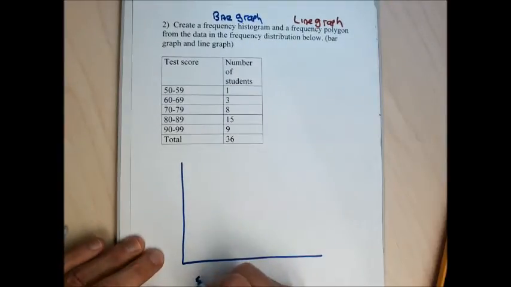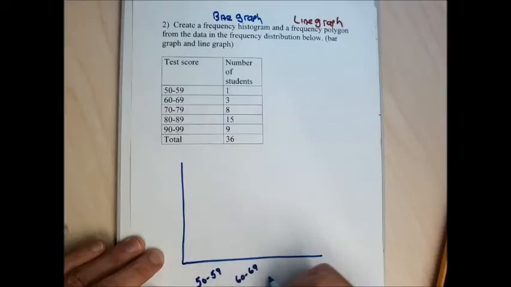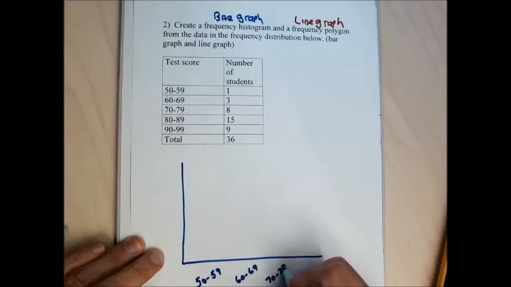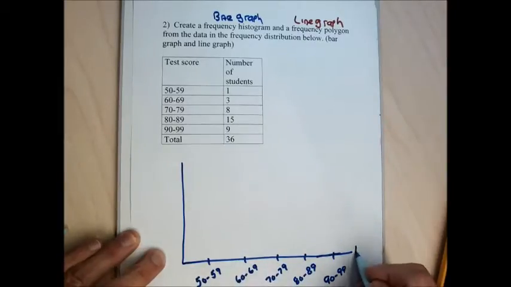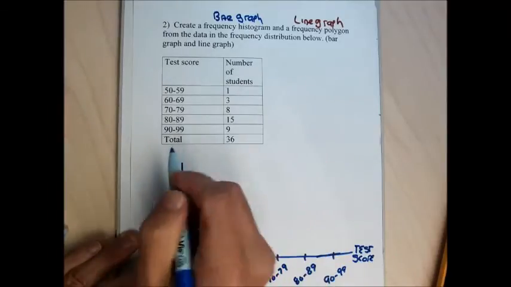When I did these in the video, I got lazy and did them on one graph as opposed to doing 2 separate graphs, because it seems kind of silly to create 2 separate graphs when you can get all the information in one graph. So on the x-axis, for lack of a better word, I'm going to put the test scores. So let me label the x-axis here. And on the y-axis, I'm going to put the number of students.